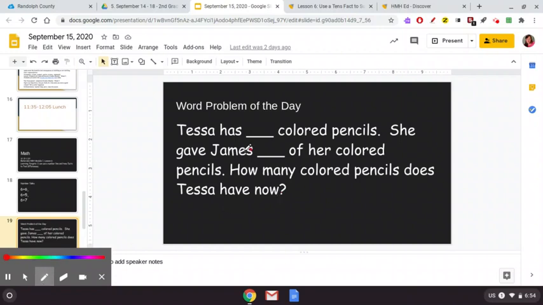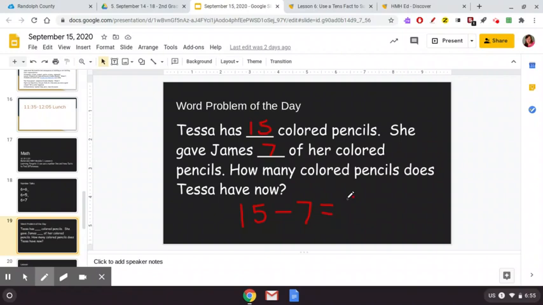So I'm going to say, for example, that Tessa has 15 colored pencils, okay? And she gave James 7 of her colored pencils. So how many colored pencils does Tessa have now? So as you can see, if you've given some away, you're going to have to do subtraction. So you're going to have to solve 15 minus 7. You can solve it any way you like. Okay, so go ahead and solve that in your notebook, and we'll check our answer in just a second.